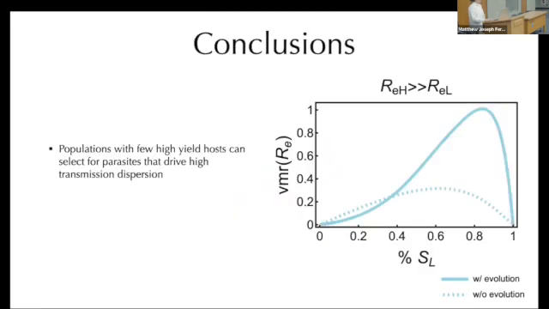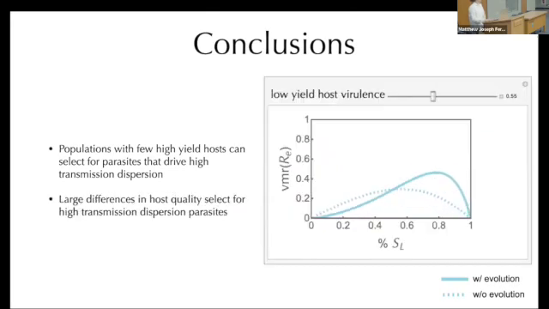All right, so in conclusion, this model is predicting that populations with few high yield hosts can select for parasites that drive high transmission dispersion, and that large differences in host quality can select for high transmission dispersion parasites.